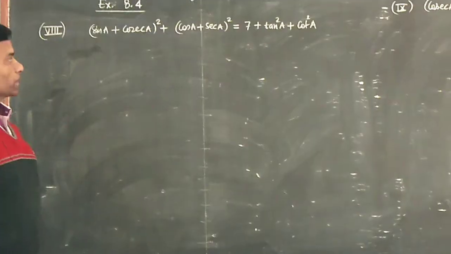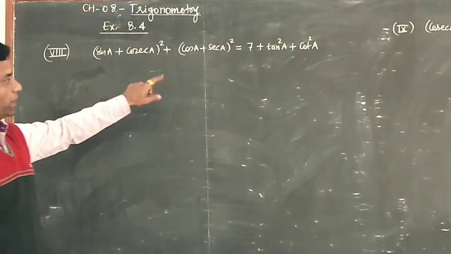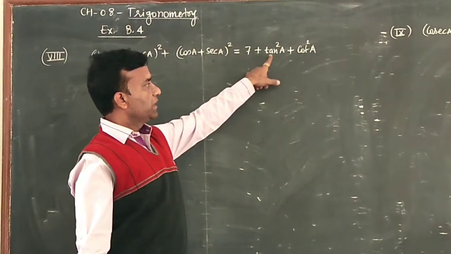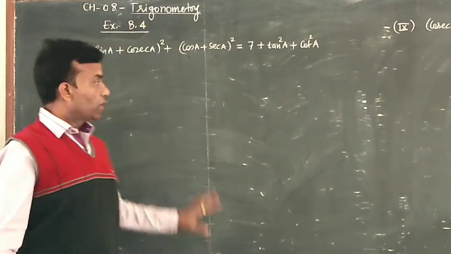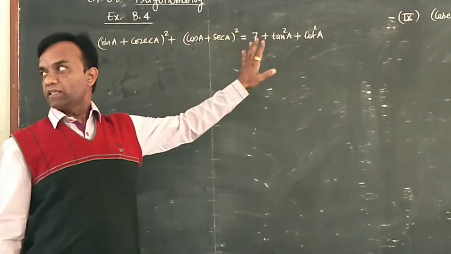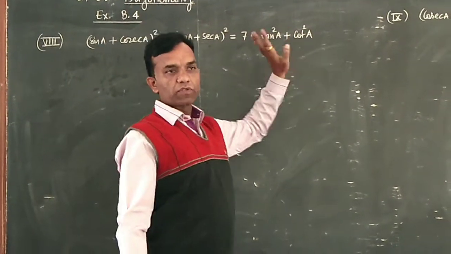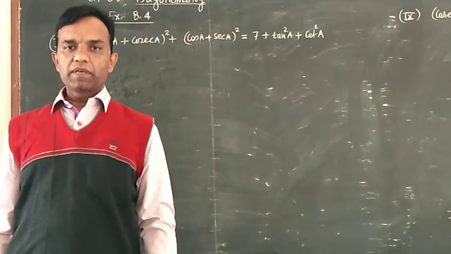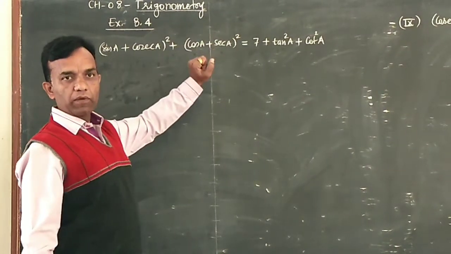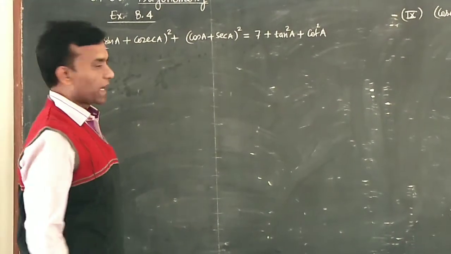Okay, result. Question 8 now. Sin A plus cosec A whole square plus cos A plus sec A whole square, which is equal to 7 plus tan square plus cot square. Okay, on the left hand side you have two brackets and both brackets have the square. But on the right hand side you have three terms, one is an integer, the others are trigonometric ratios, but their simplified form is given. So first we simplify the left hand side, then we get the right hand side.